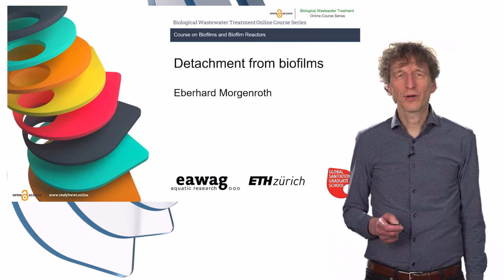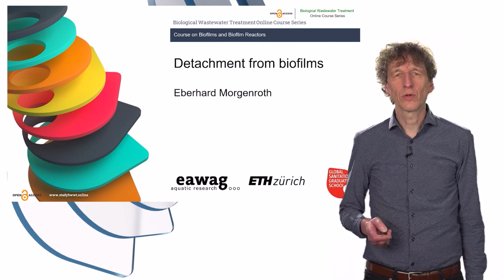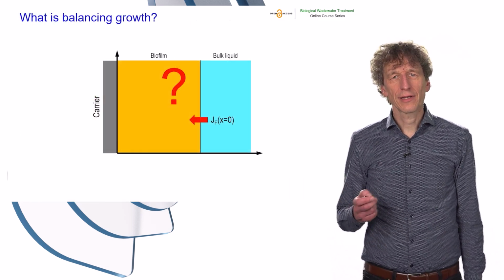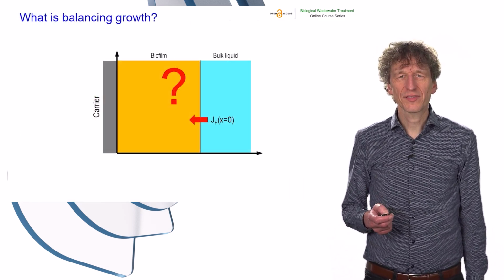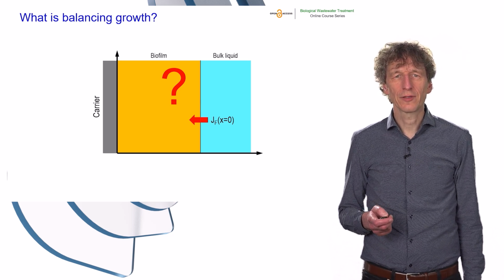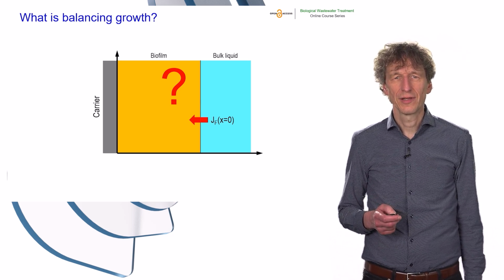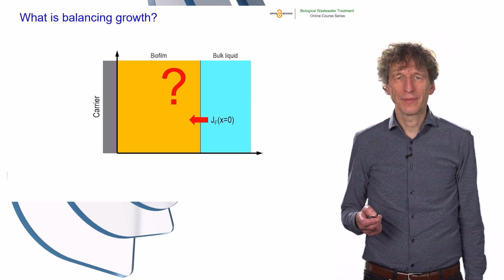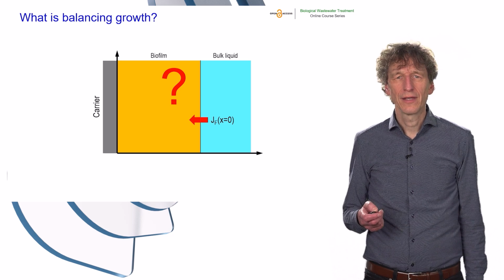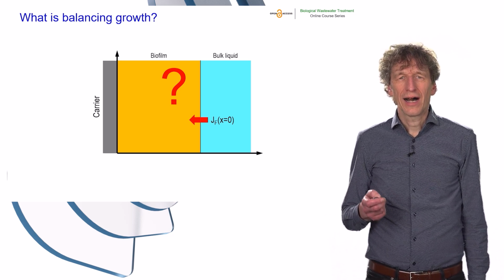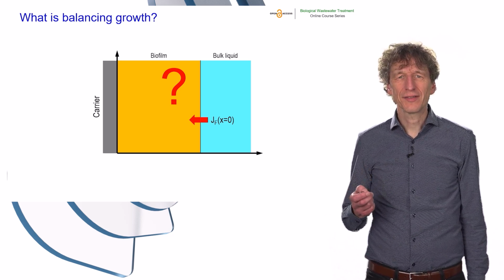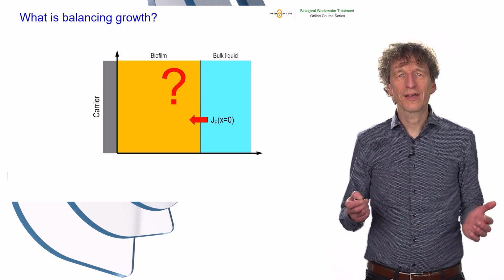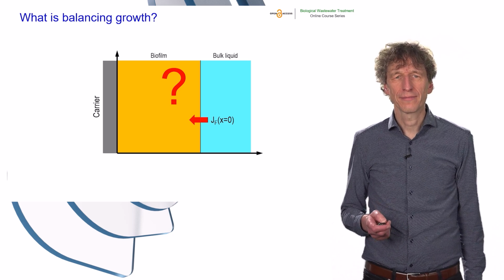Welcome! In this module, we will get a broad overview of detachment processes. Earlier in this course, we calculated the flux of substrate into the biofilm for steady-state conditions. Substrate diffusing into the biofilm leads to growth of bacteria in the biofilm. Question: how can there be a constant steady-state biofilm thickness if there is continuously new biomass being produced by growth?